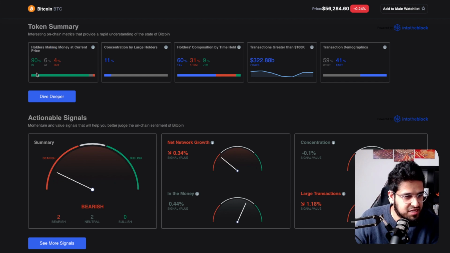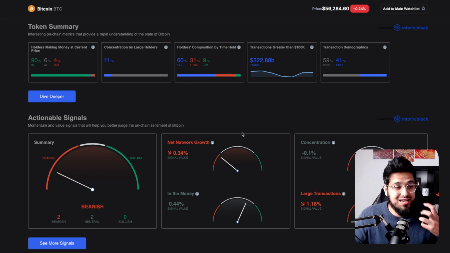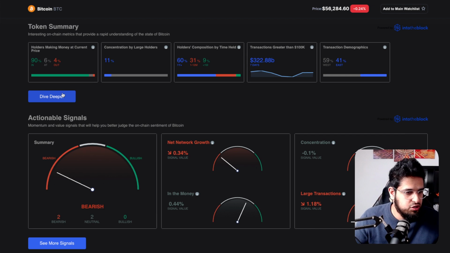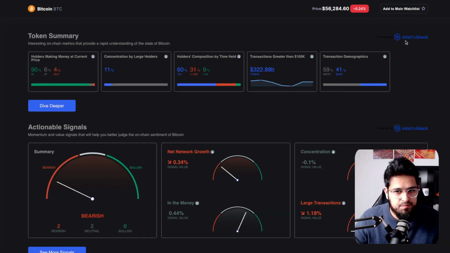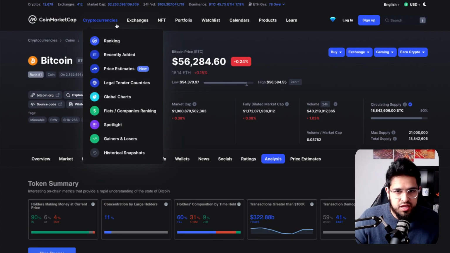Okay, so you can see 90% in the money, 4% out of the money, and 6% bought at the current price. Okay, so we know that the majority of people in today's market, with Bitcoin sitting at $56,000, 90% of people holding Bitcoin are in profit. Okay, 11% are held by large holders. We can see 60% of the market has held by more than 1 year. So it gives you a really good flavor of the on-chain metrics on a particular coin. So really important, and you can do a deeper dive and you can see more signals. This is all powered by IntoTheBlock, which is a separate platform. Okay, so that's a whole bunch of things you can do on there.